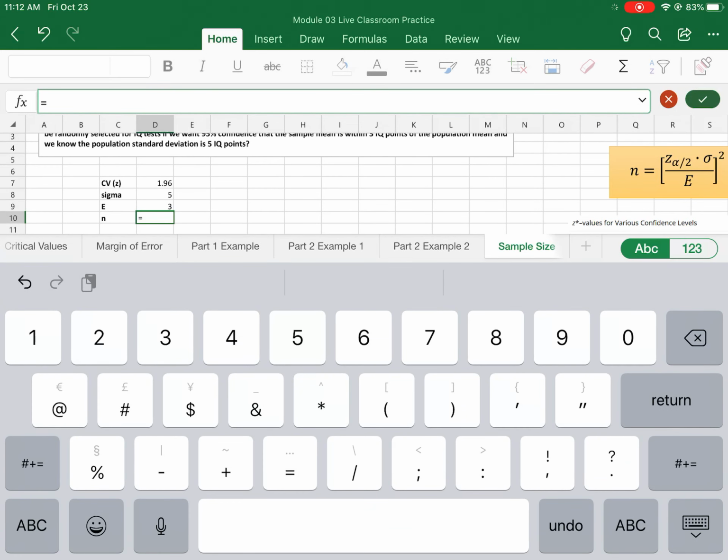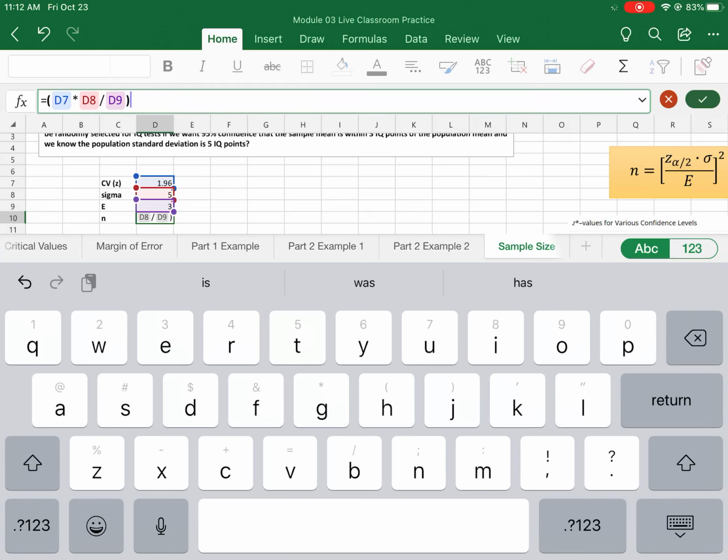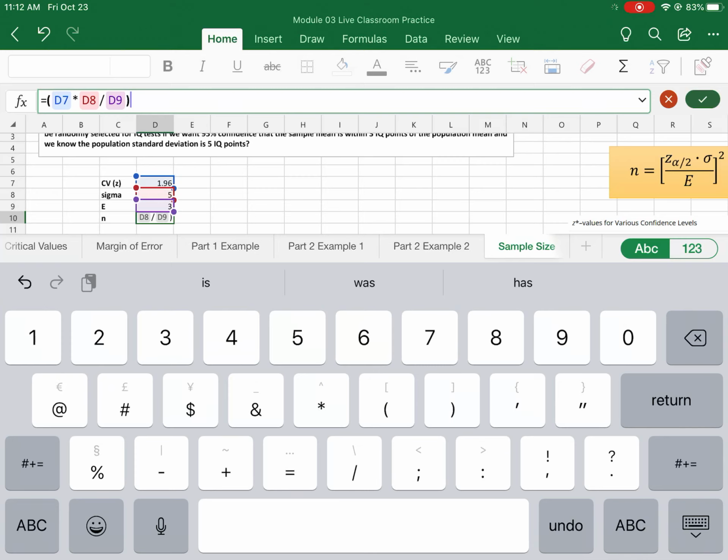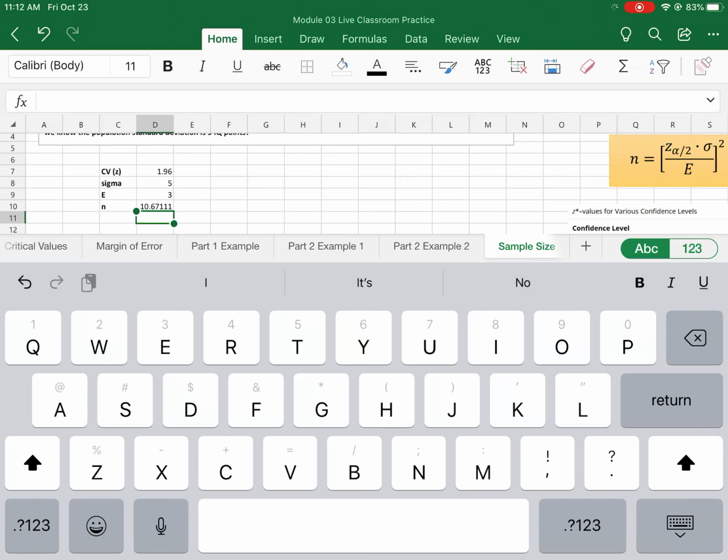So it's equal. Now because we have to square it, I have to put this parenthesis first. So it's my z-score times my standard deviation, divided by my margin of error, and then I'm going to square it, so I'm going to close those parentheses, because order of operation matters, and then I'm going to click the little caret. It's a little bit harder to find on mine. Here it is, there we go, and squared, and enter.